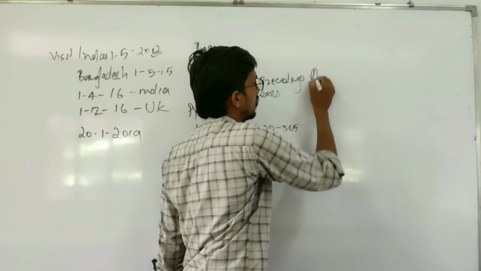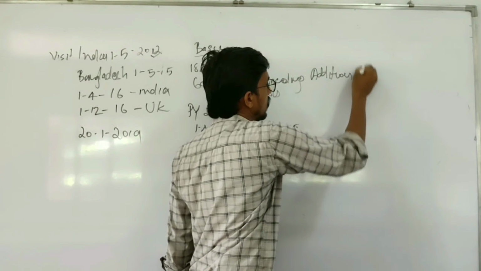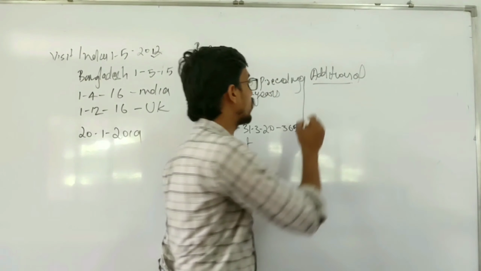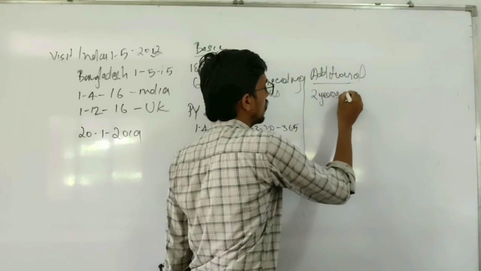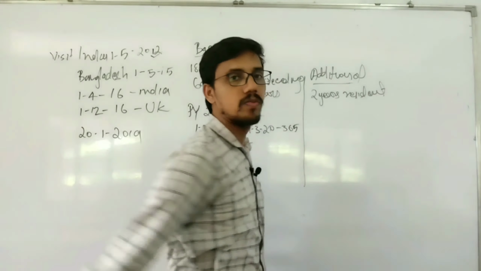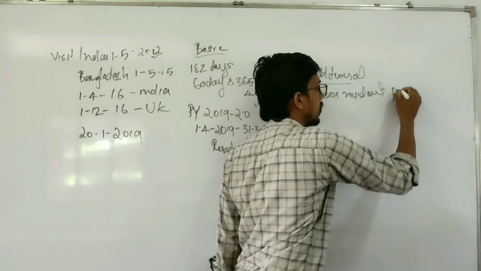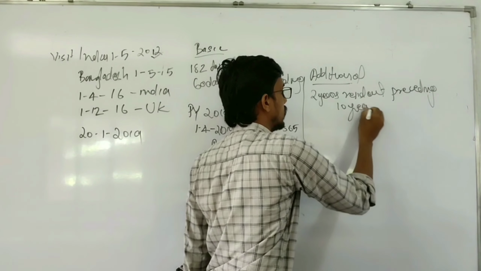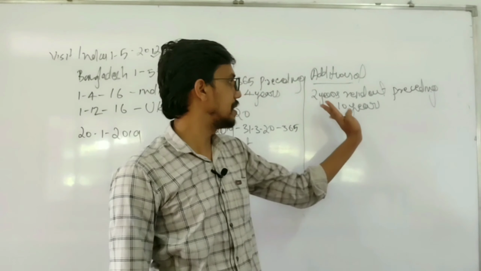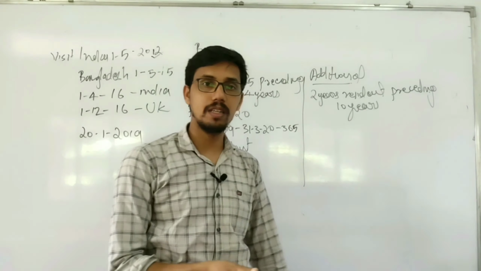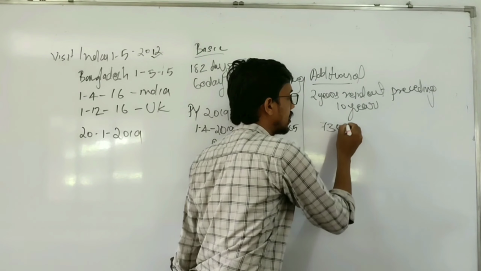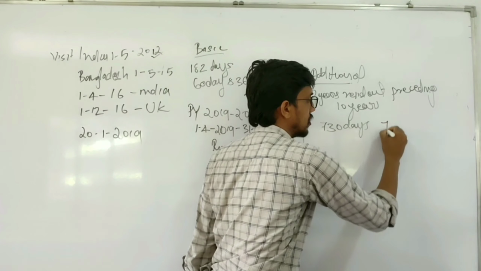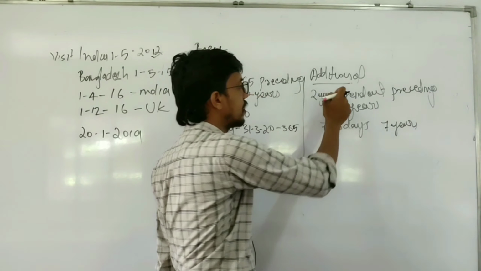Now once the basic condition is satisfied, we have to check the additional condition also. What is the additional condition? The additional condition means he shall be a resident for 2 years in the preceding 10 years. He shall be a resident for 2 years in the preceding 10 years, and one more condition is there. He shall stay in India for 730 days in the preceding 7 years. One is stay and the other one is he shall be a resident.